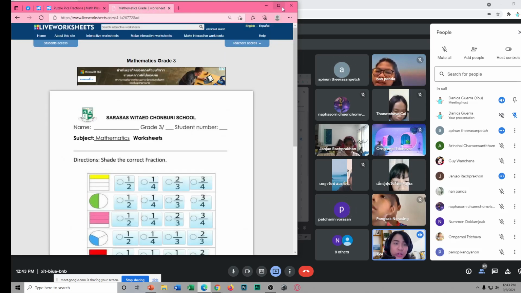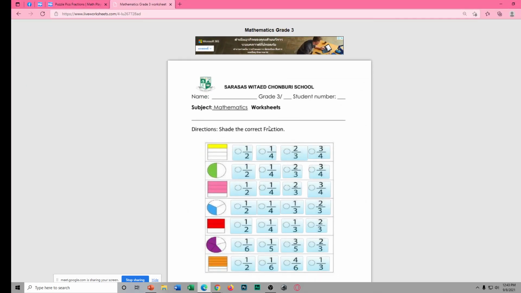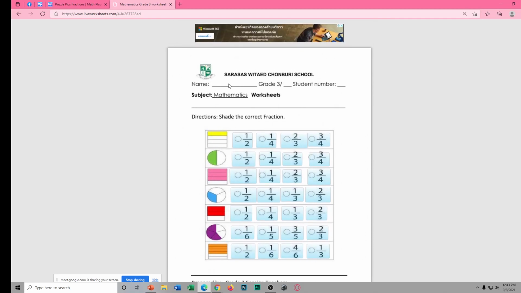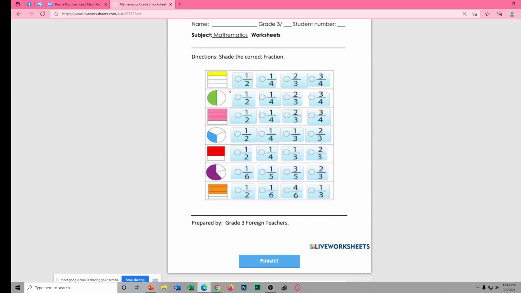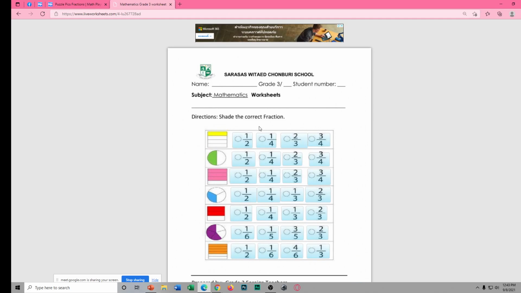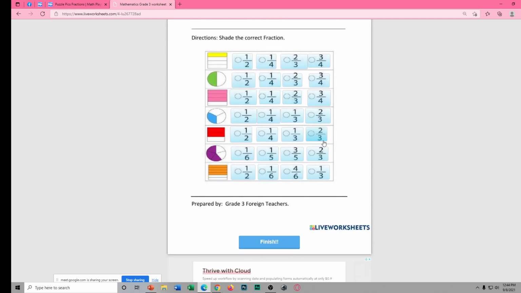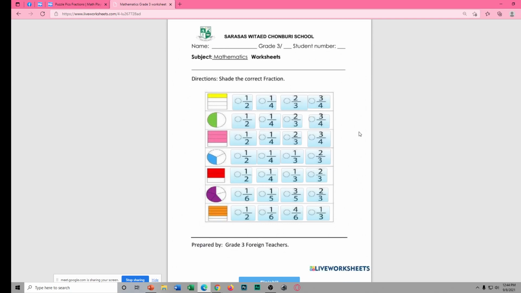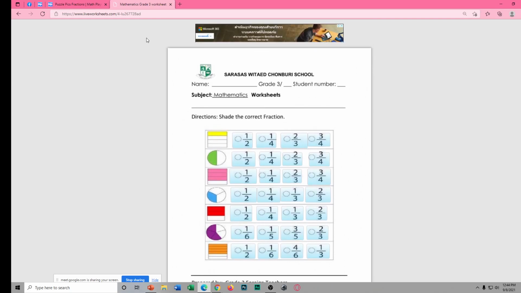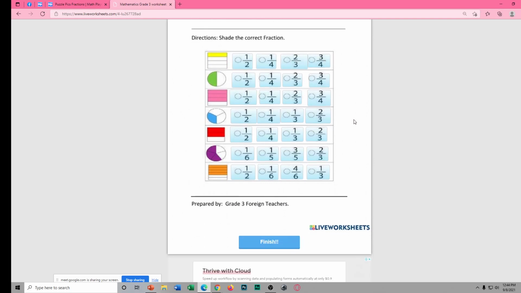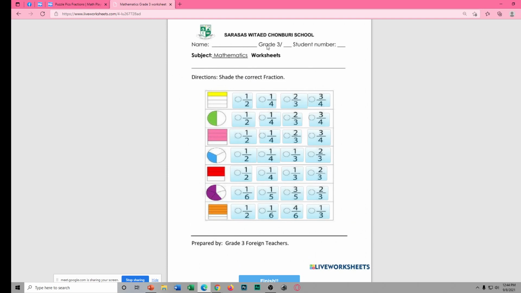Okay, now let us do the live worksheet. I'll be showing you the live worksheet. Oh, teacher Jeffy did not put the name, grade, and number for this. You cannot write your name. If you screenshot this one, if you take a picture, after taking a picture, can you edit and write your name, okay? Because you cannot type your name here.